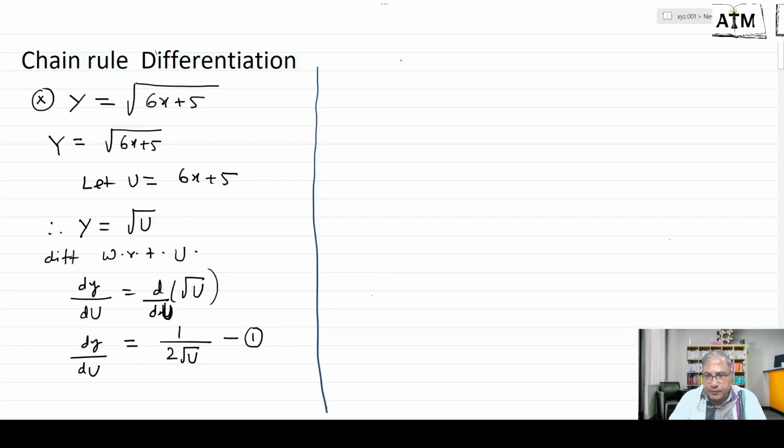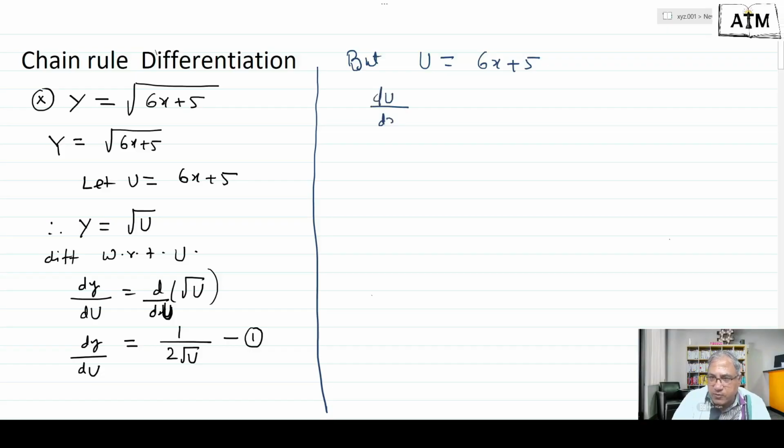After that, but u equals 6x plus 5. What you do? Whenever there is a given problem, step number 1 is the supposition u equals to, that is the step number 1. You remember it. In the chain rule, this step is valid for every problem. In the second step, dy by du equals to, we get here, call it equation number 1. After that, you remember that u equals 6x plus 5. You remember this stage.